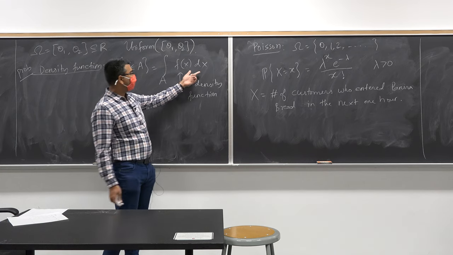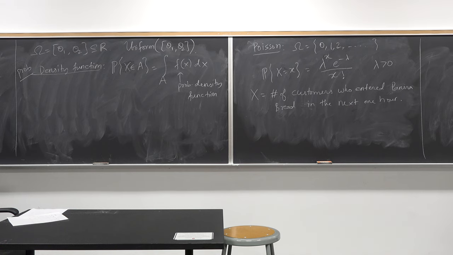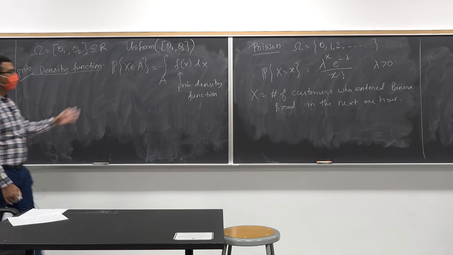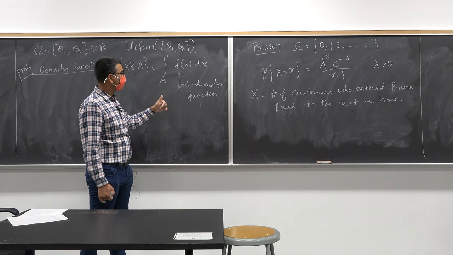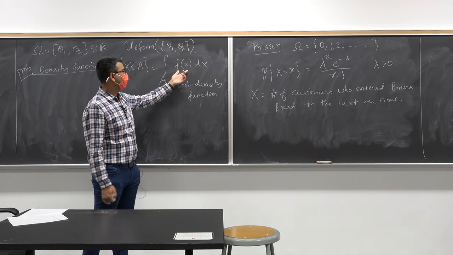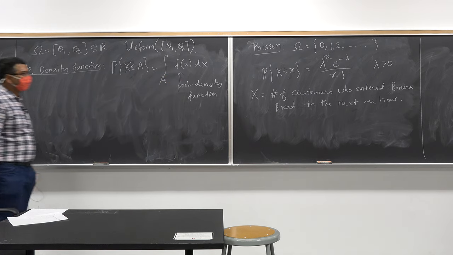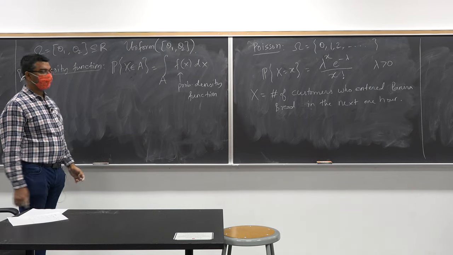So this is a simplification I'm making. I don't necessarily have to have this form for a continuous variable, but assuming that this form is satisfied makes our life much easier in many practical scenarios. So we'll just assume that our probability measure has a density function, and the probability of x in A is equal to the integral over A of f of x dx, where f is known as the probability density function of the random variable x.